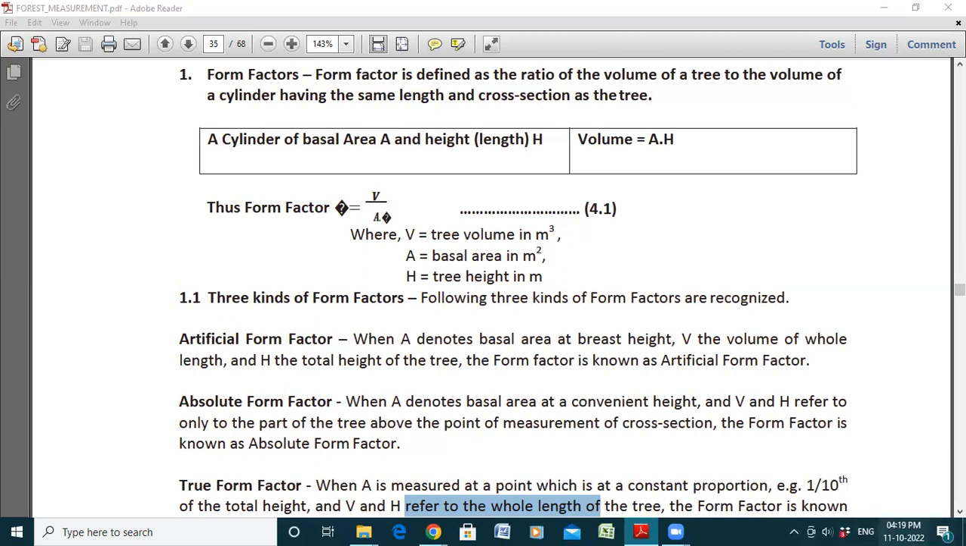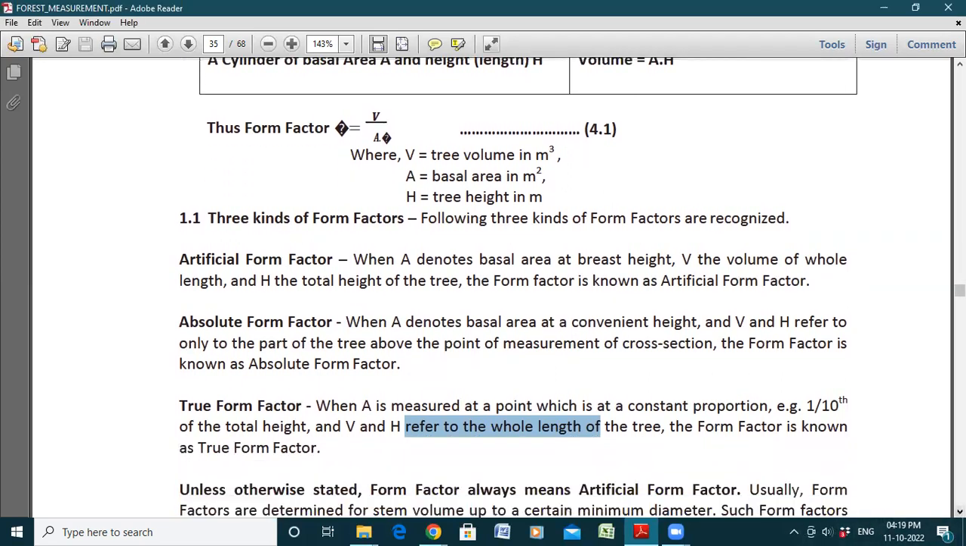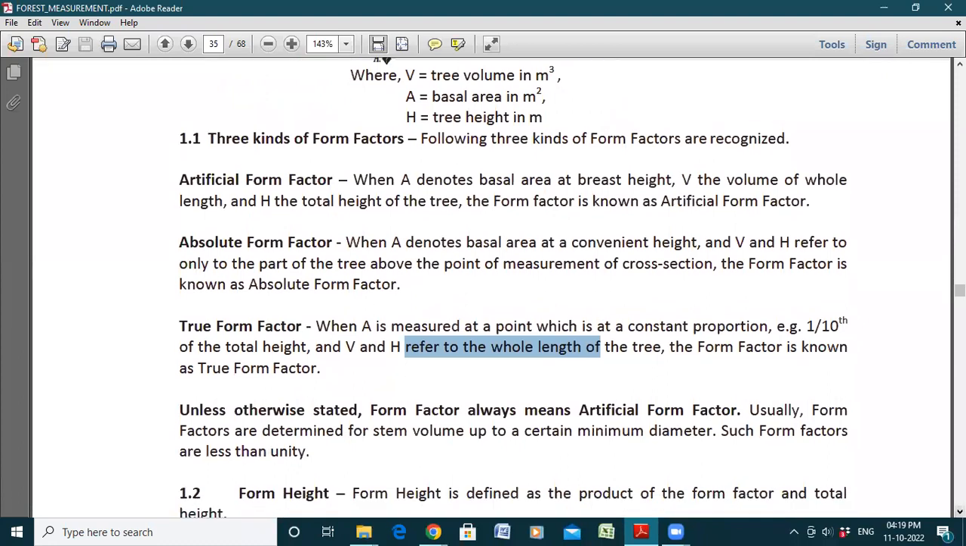Now there are three kinds of form factors. Three factors are said, right? One is artificial form factor, where A denotes the basal area at breast height, V the volume of the whole length, and H the total height of the tree. The form factor is known as artificial. So artificial form factor means when A is denoting the basal area at breast height, V the volume of the whole length, and H the total height of the tree.